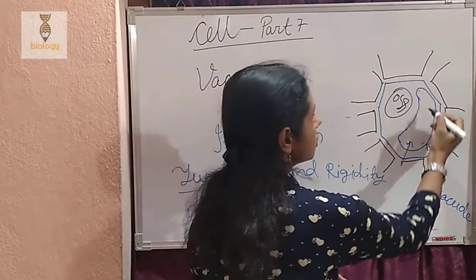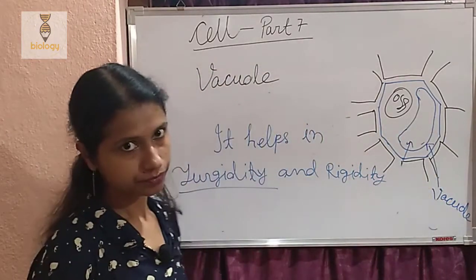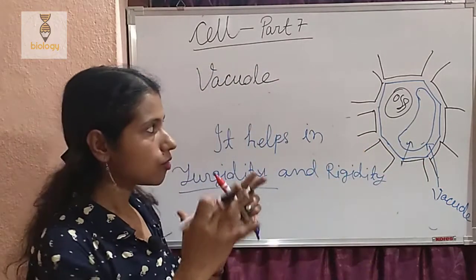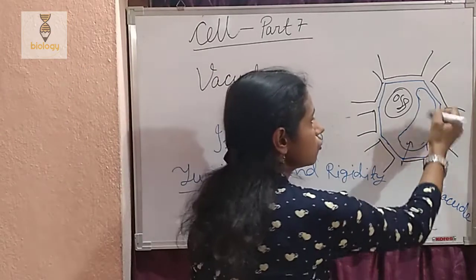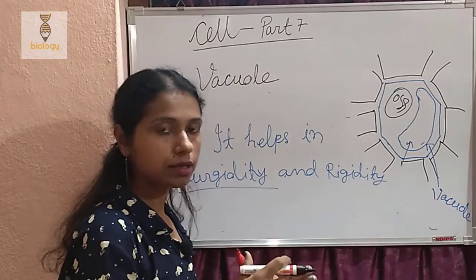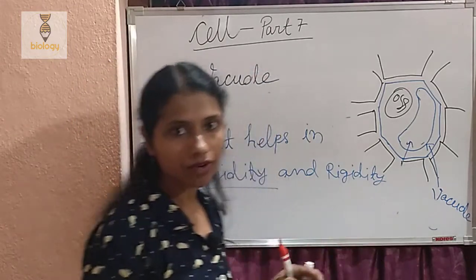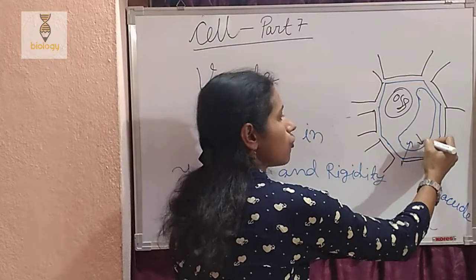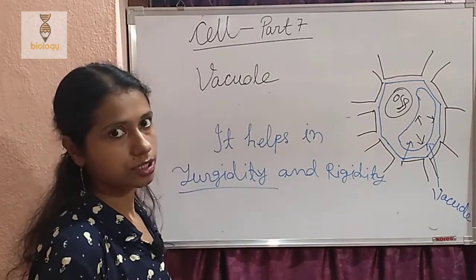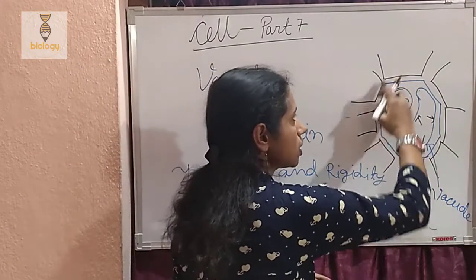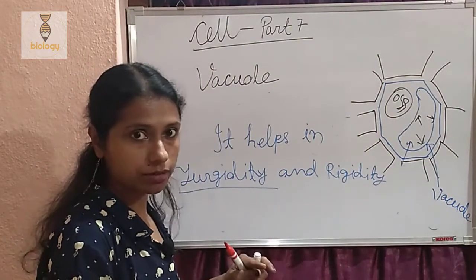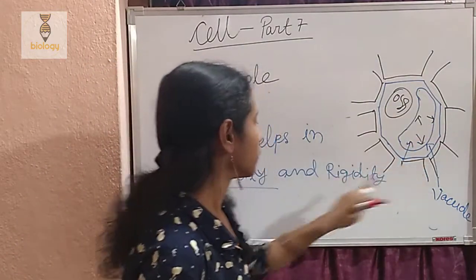Here the vacuole is full of water. Okay, so some influx is there. Sometimes the water level is not equal, sometimes it's high, sometimes it's low. So it creates an influx here and gives pressure to the wall. This is turgidity. This pressure is given to the cell wall due to excess pressure. Okay, so now what happened?